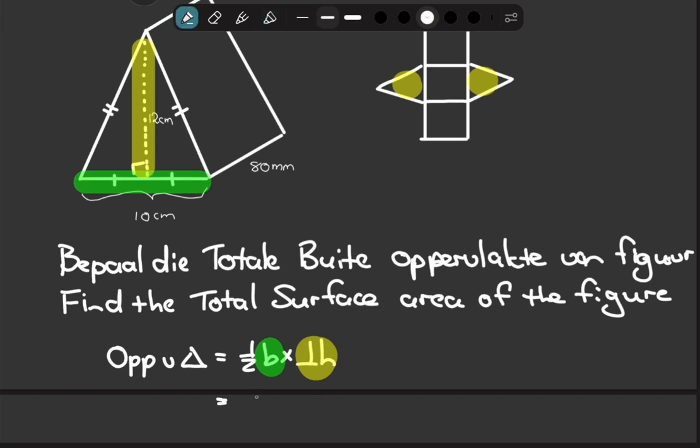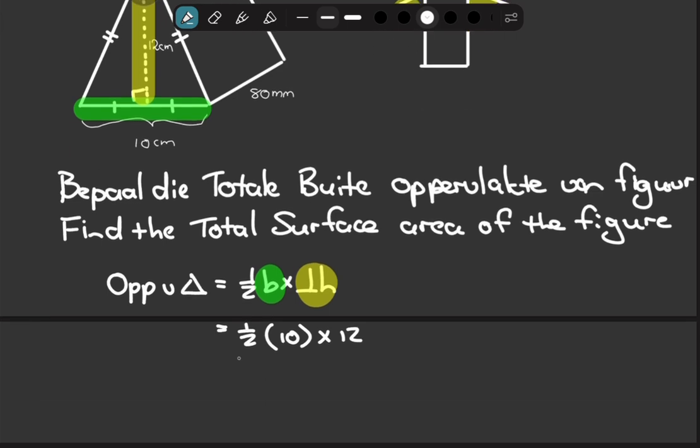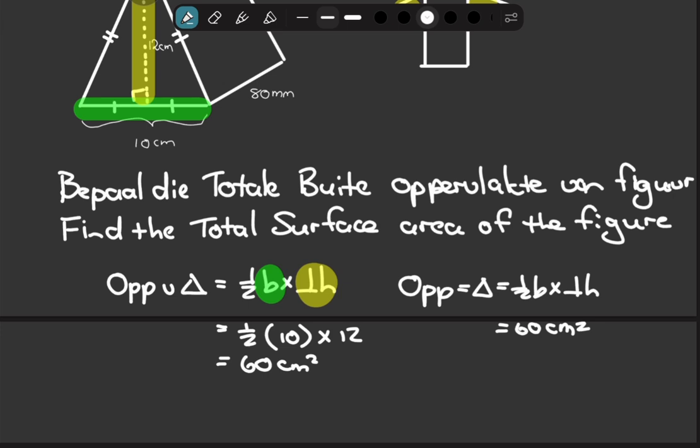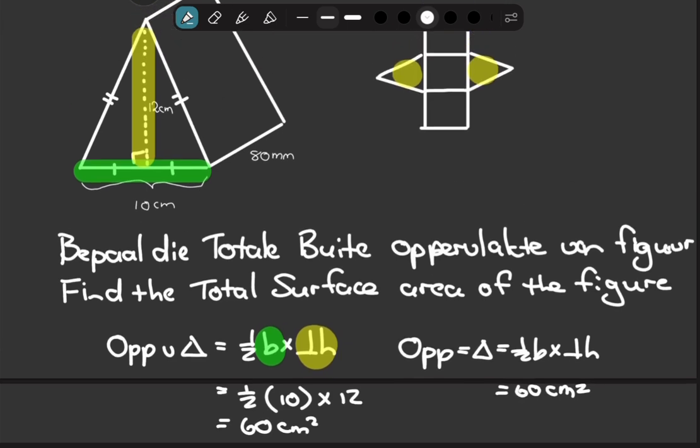En onthou, so dis half, basis is 10, maar loodregte hoogte wat 12 is. So halwe 10 is 5, 5 maal 12 is 60, so dis 60 vierkante centimeter. Maar onthou, dis vir een driehoek. Okay, so die oppervlak van die agterste driehoek, so there's another triangle, same measurements, so this will also give me 60 square centimeters. Okay, so nou het ek hierdie twee driehoeke uitgewerk. Now I've actually got these two triangles.